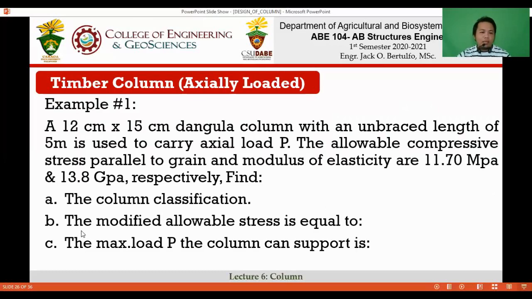So I think we're done with the discussion. So we will proceed now to an example.